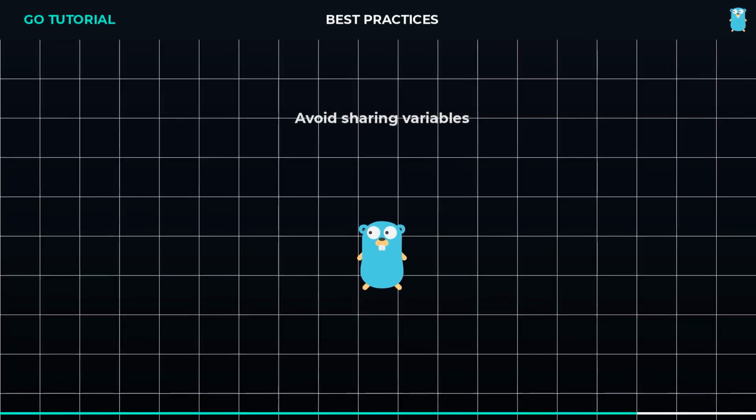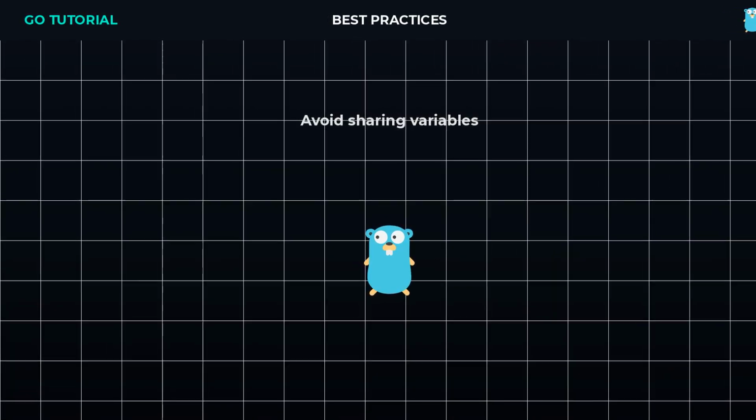When using Goroutines, it's essential to avoid sharing variables between them. Instead, use channels to communicate between Goroutines.